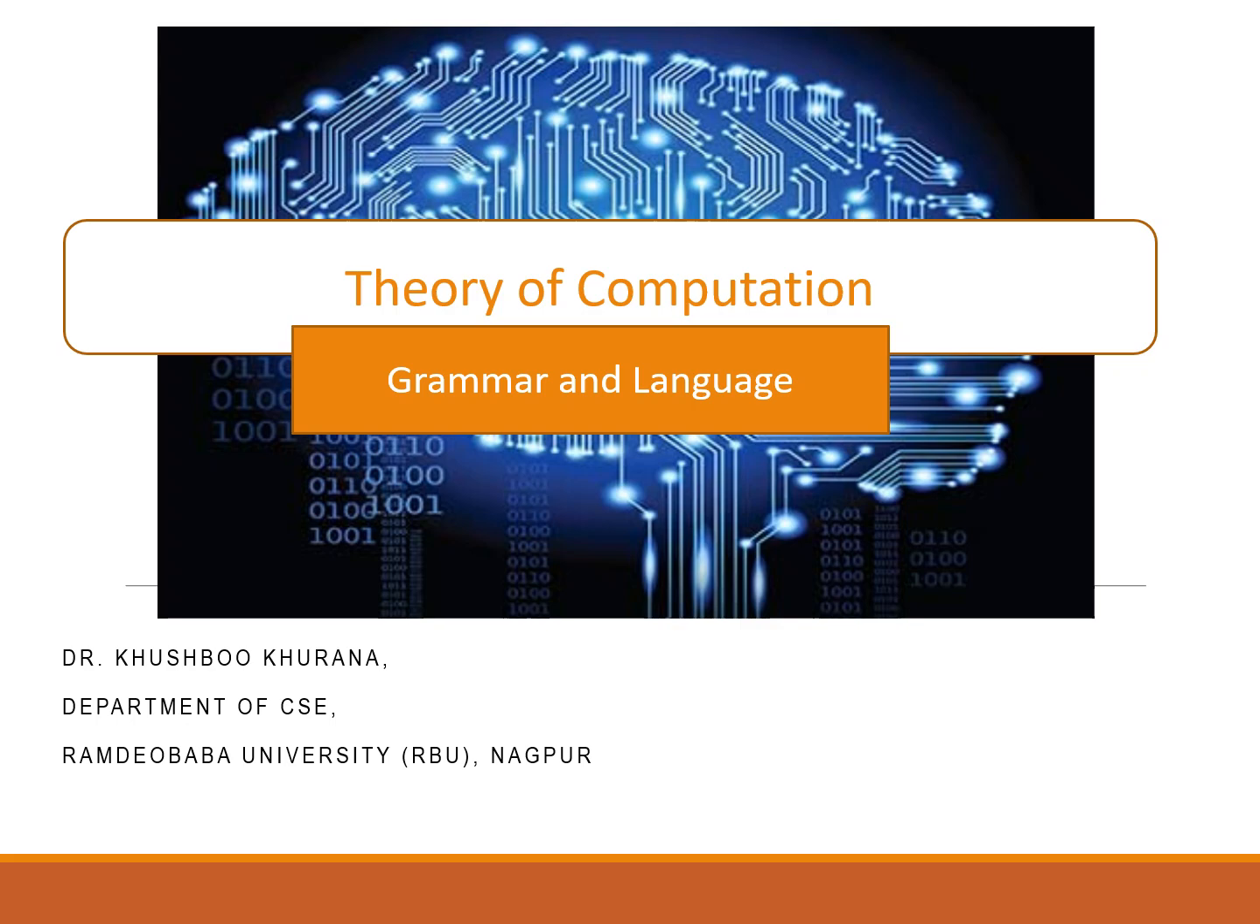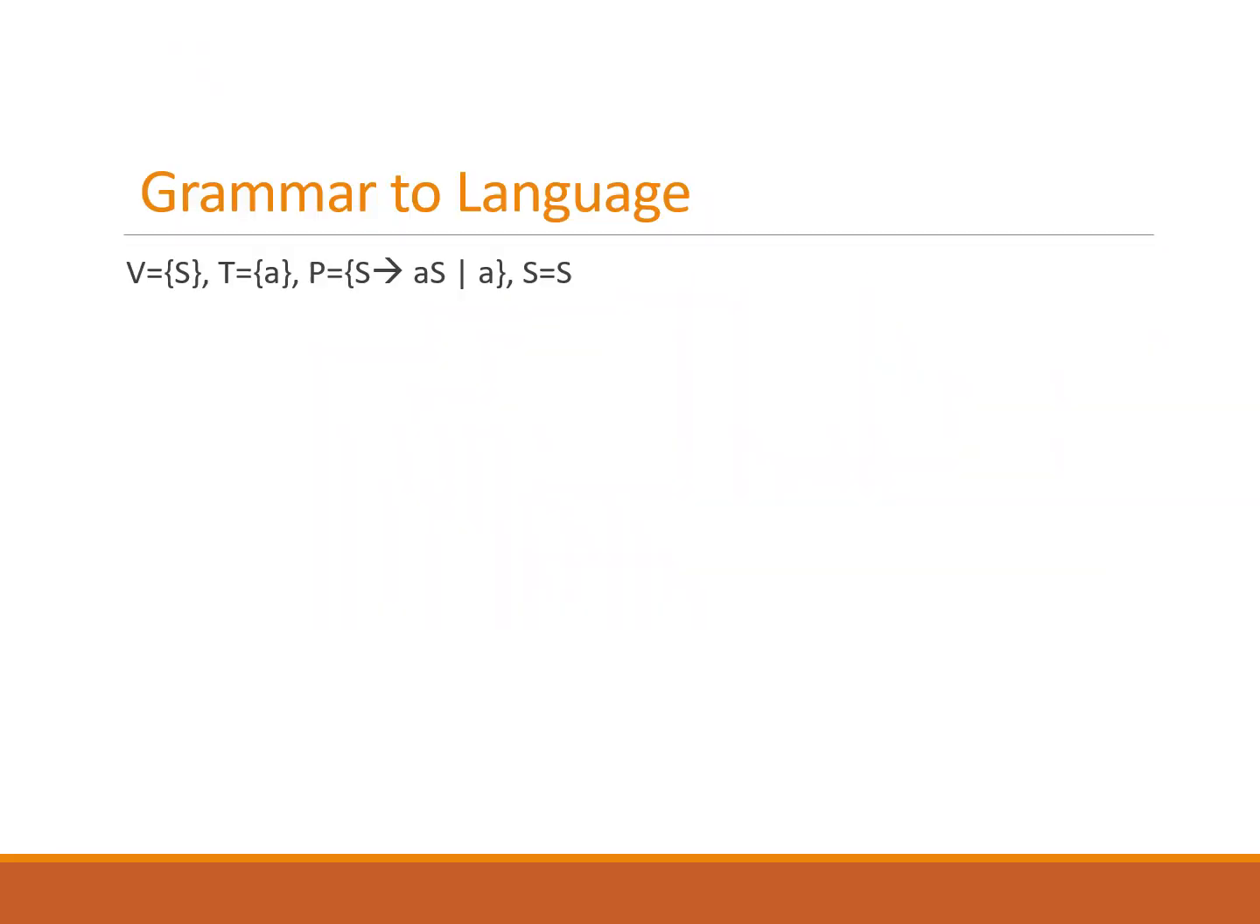Hello everyone. So today we will be continuing our discussion on grammar and language. In today's video we will be discussing how we can obtain the language which is recognized by the grammar, and mostly we will be talking about the context-free grammar. So we'll see, if a context-free grammar is given, we will try to write down the language it accepts. So let us take up the first question.